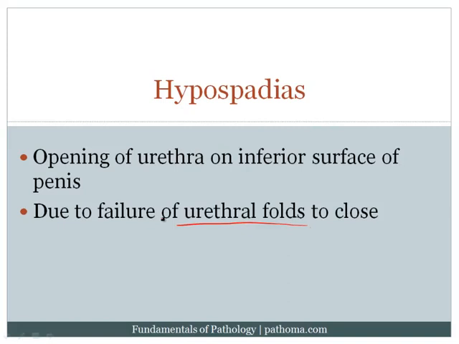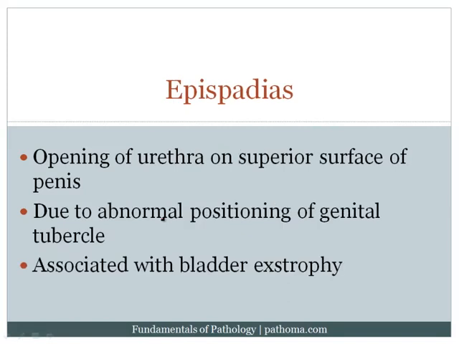That's particularly high yield. Now epispadias, epi means on top. And so when you have epispadias, you have an opening of the urethra on the superior surface of the penis. This particular disorder is very rare, much more rare than hypospadias. And in this case, you have an abnormal positioning of the genital tubercle.